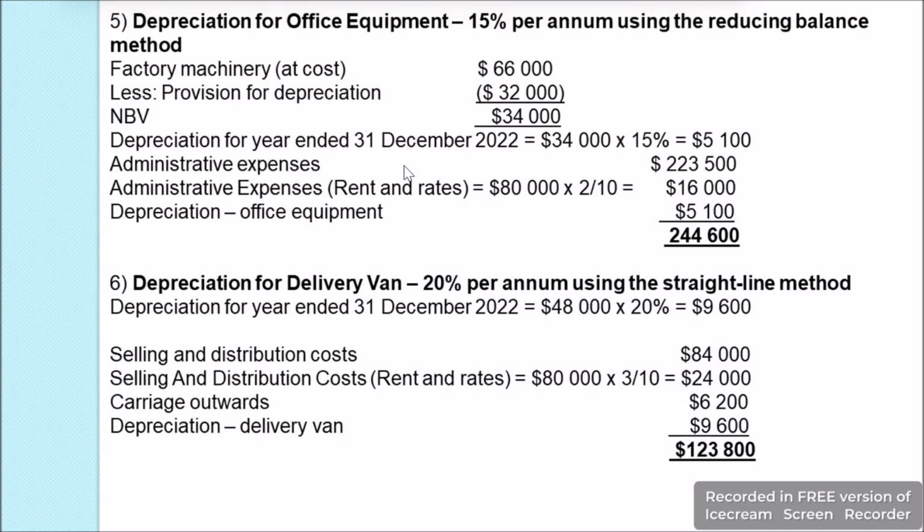Then the administrative expenses was given as $223,500. Then we have the rent and rates, and it was mentioned that it is divided in the ratio of 5 is to 2 is to 3.